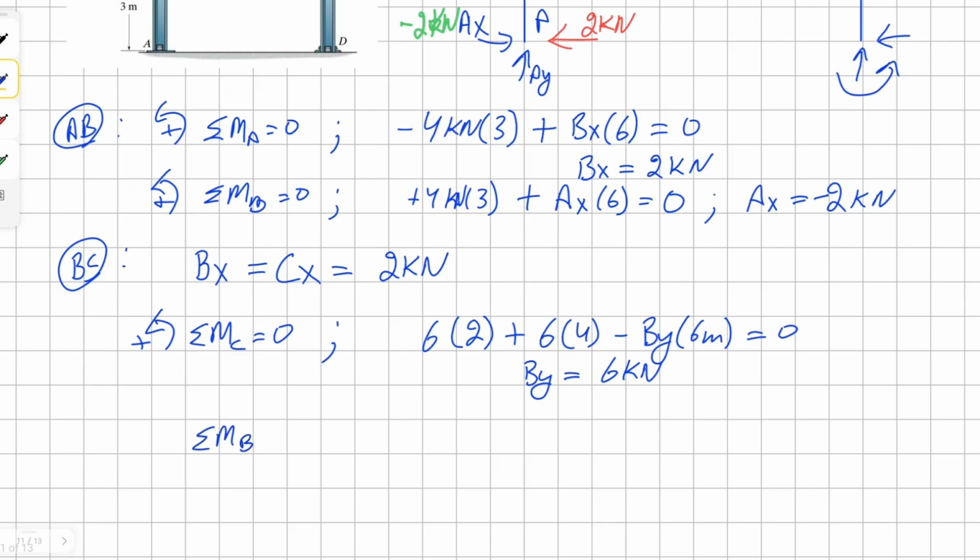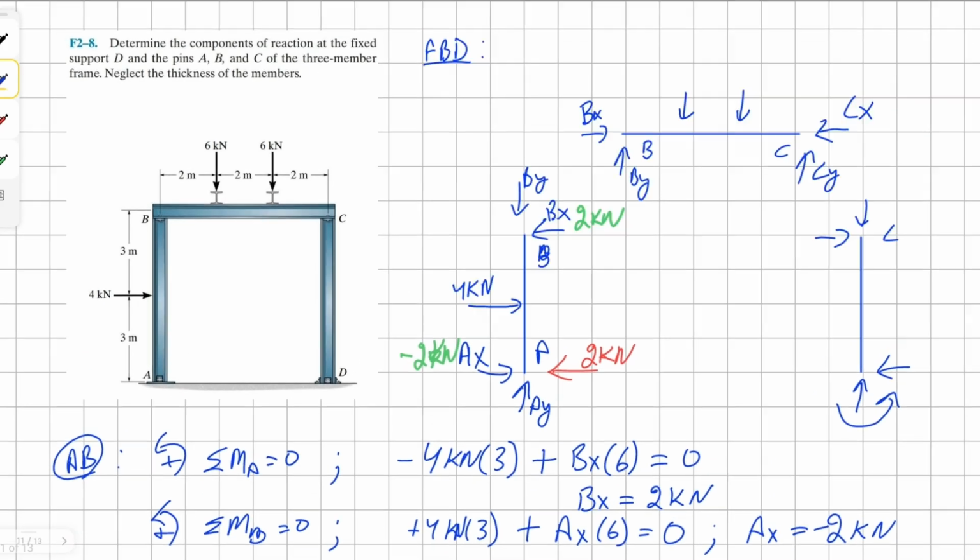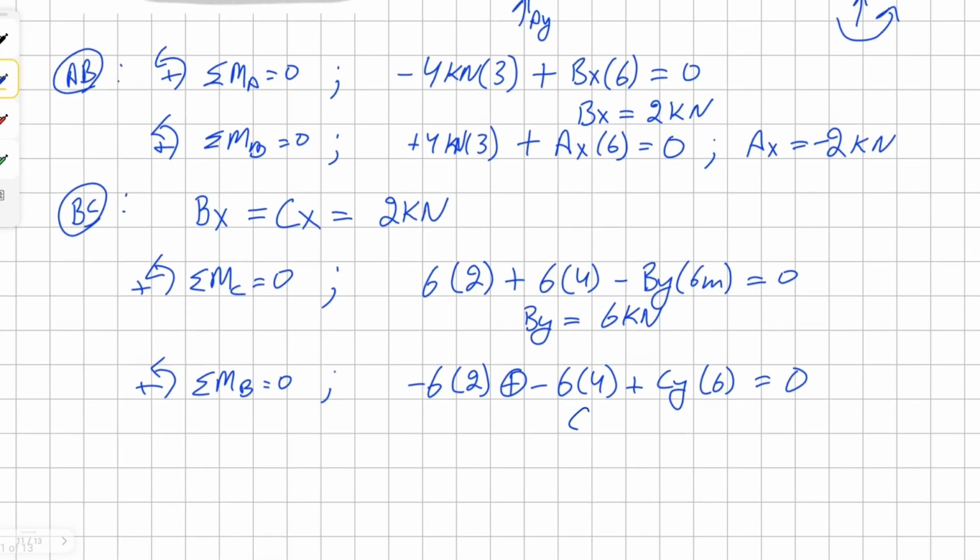Now, take a moment about the point B to solve for CY. This time, both point loads are working counterclockwise. Both are 2 and 4 meters away. Point CY is 6 meters away, and it's working counterclockwise. Solving for CY, the solution is positive 6 kilonewton.